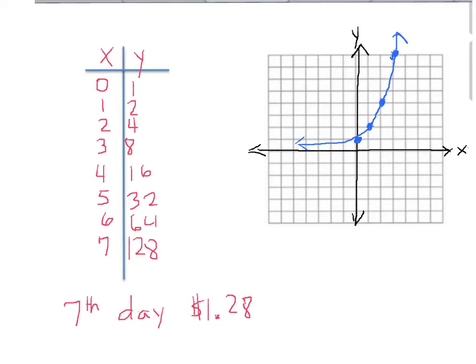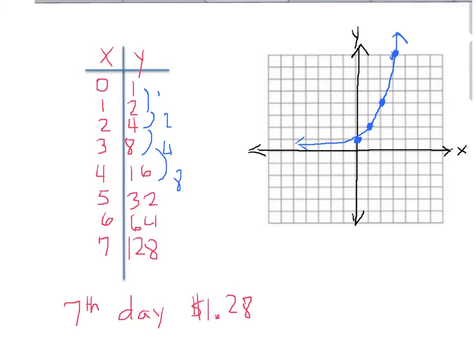And also, if we look at the output of the table and look for a pattern to see if it's linear, they subtract the previous amount: 2 minus 1 is 1. If they subtract 4 minus 2, that would be 2, and 8 minus 4 is 4, and 16 minus 8 would be 8. And so they can see that it is not a constant rate of change. So we look at the output values by themselves.